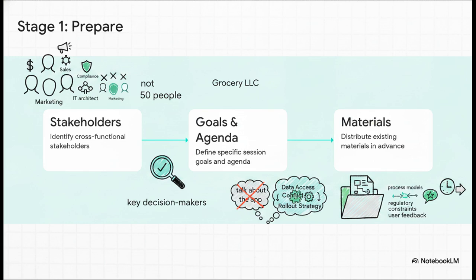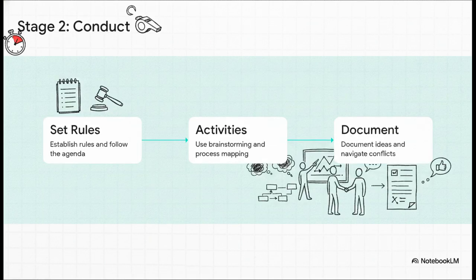Finally, distribute your existing materials well in advance. Send them the current process models, the regulatory constraints, the user feedback. Send it a few days early. You want them walking in with their sleeves rolled up, ready to work, not spending the first hour just trying to catch up. Okay, now we enter Stage 2, conduct.